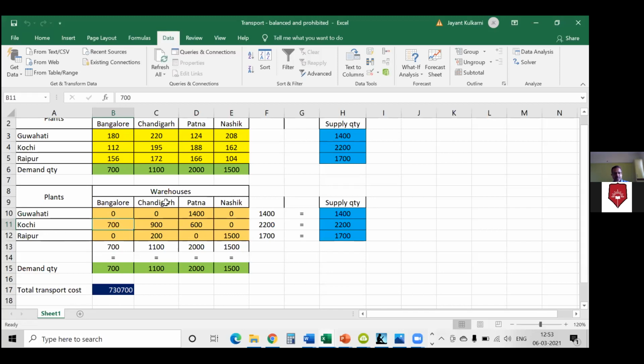If you do that, you will consume all the quantity at all the supplies, and you will satisfy all the demand at all the destinations. And the total minimum cost that you got is 730,700. You can try any other combination. You will not get a transport cost lower than this transport cost. So this is the best possible you will get, satisfying all the constraints.